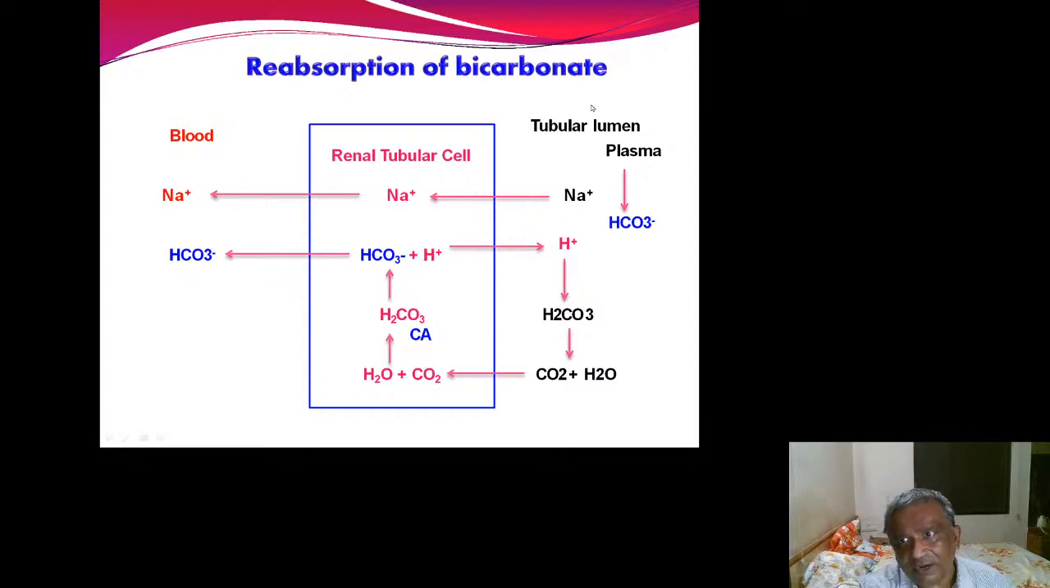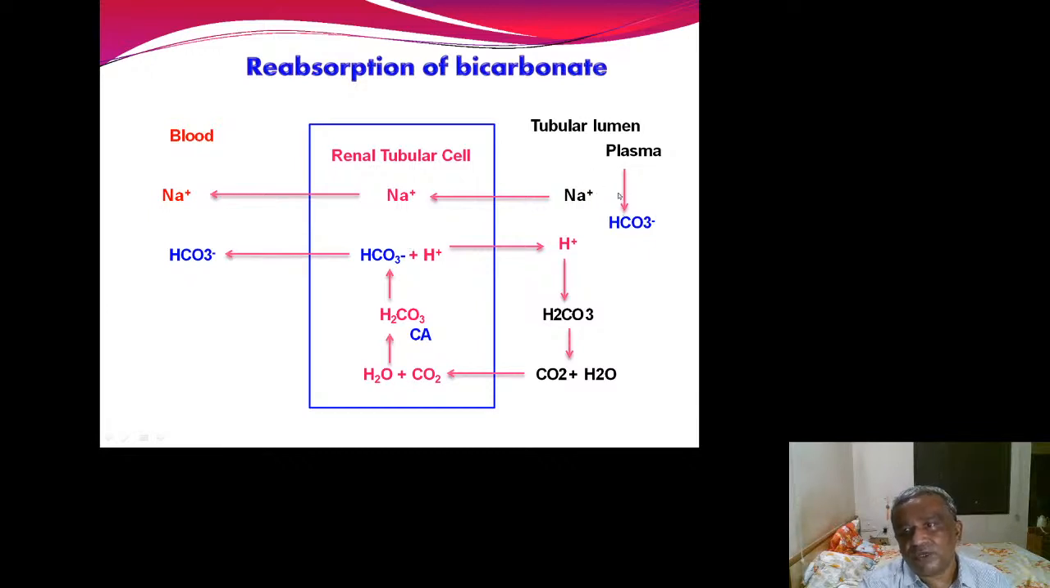H plus is again entering into the tubular lumen because it is utilized to combine with the HCO3, and this bicarb is retained. You see, the bicarb is retained, but the hydrogen enters again for this cycle. So more and more bicarb you are retaining and you are losing more and more hydrogen. So we start this figure from here.